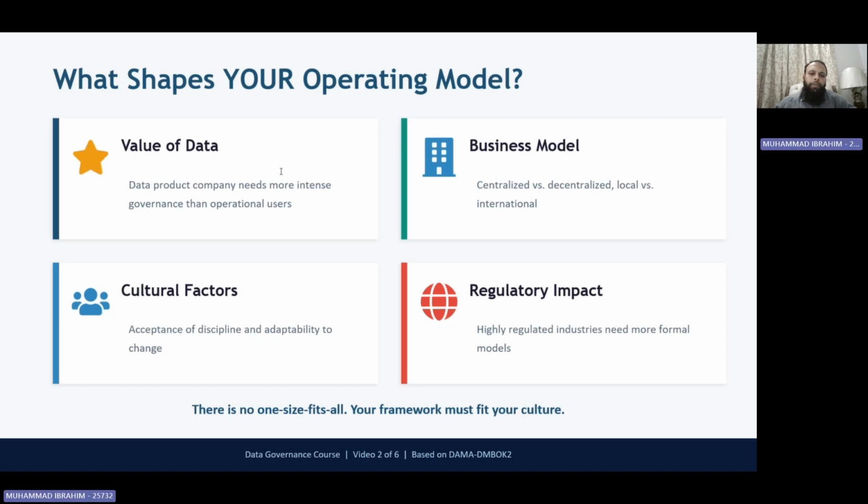Fourth factor is regulatory impact. Highly regulated industries, financial sectors, healthcare, pharmaceutical, will naturally need more formal governance structure because the regulators demand it. The key message here is that there is no one size fits all operating model. Your framework must fit your organization's culture, business model, and regulatory environment. What works for a multinational bank will not work for a tech startup.